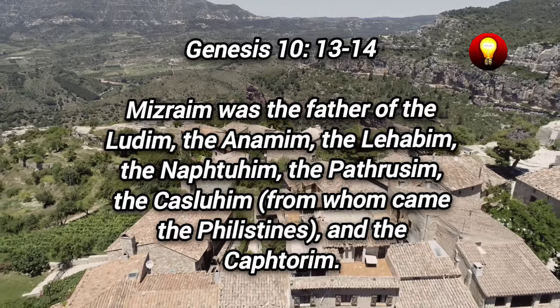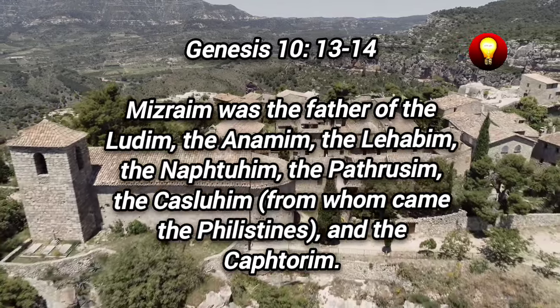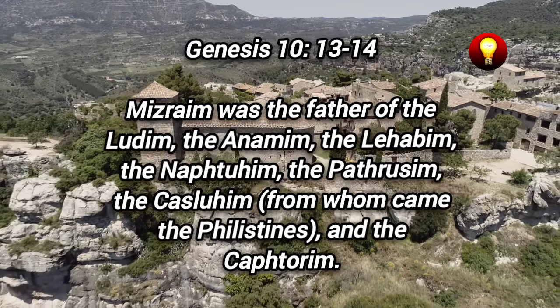Mizraim begot the Ludim, the Anamim, the Lehabim, the Naphtuhim, the Pathrusim, the Casluhim, from whom came the Philistines, and the Caphtorim.